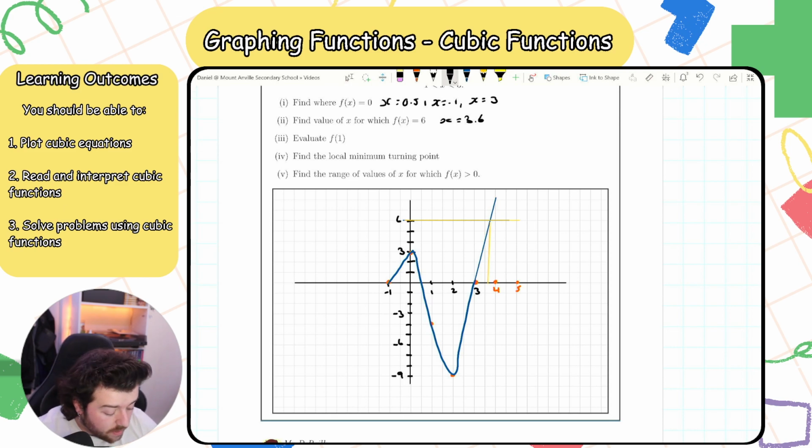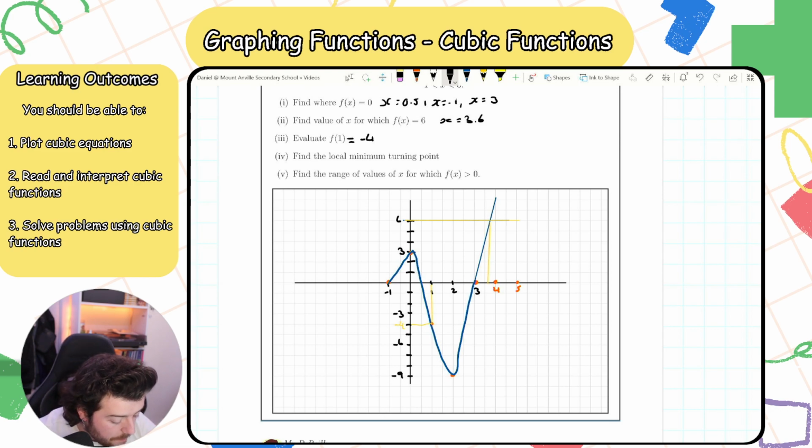Evaluate f of 1. So again, I have my x value here, so I go to 1 on my x-axis, and I go down and read it. So I go down, hit the curve here, go across. That's going to be minus 4. So f of 1 is going to be equal to minus 4.